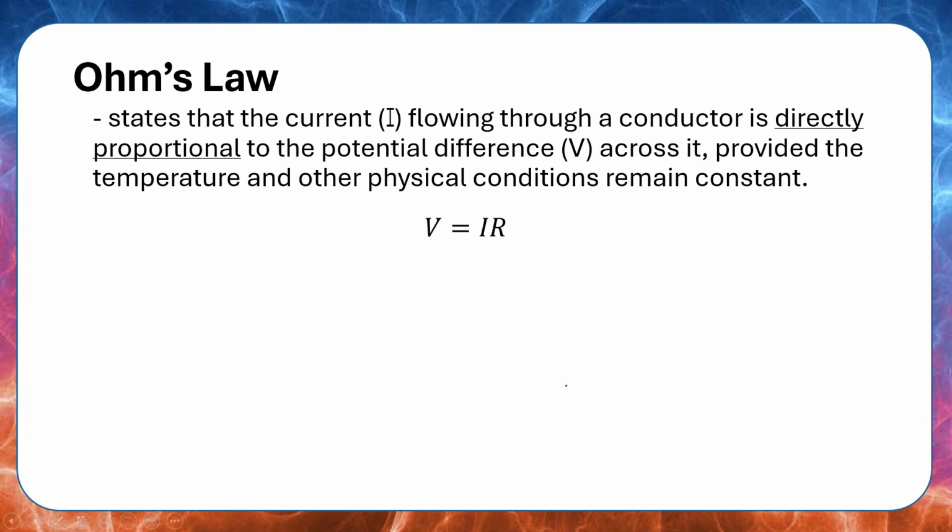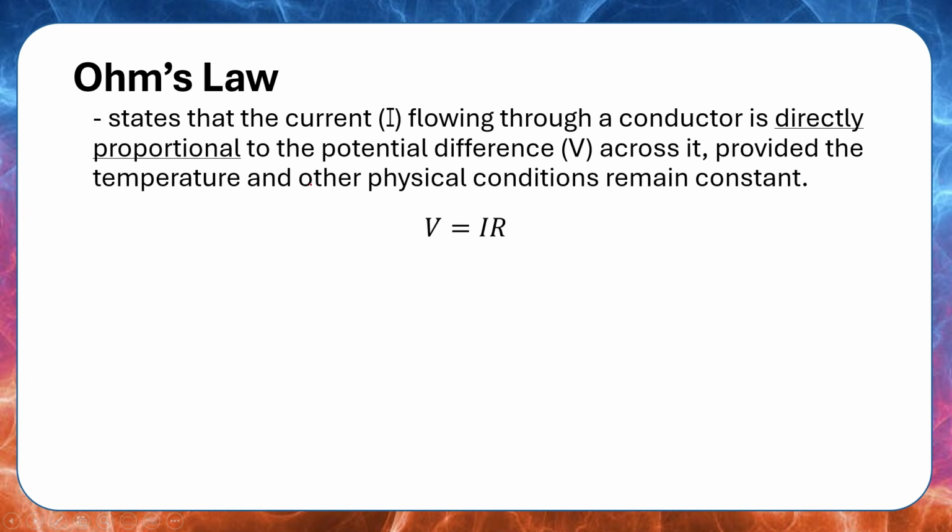Okay, now let's go to Ohm's law. Ohm's law is now the combination of those two important variables, the V voltage, the I current, and the R resistance. So the first formula that comes to mind when we hear the word Ohm's law is V equal to I times R. And remember, Ohm's law states that the current flowing through a conductor is directly proportional to the potential difference, which is the V, across it, provided that the temperature and other physical conditions remain constant.